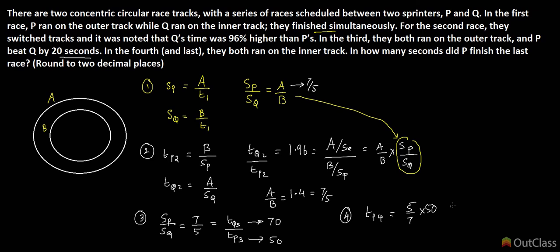So the answer is simply 5 by 7 into 50, which is 250 by 7. 210 is 30, another 35 is 5. 35 and 5 by 7, which is 35.71 seconds, is your answer.